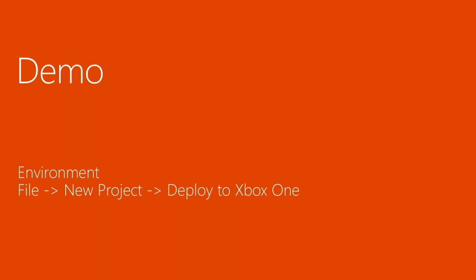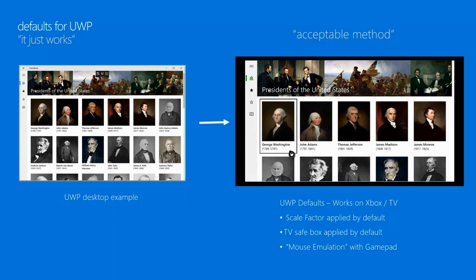Now, let's talk about building good apps for the Xbox. So out of the box, UWP gives you a lot of good things for the Xbox One. So if you were to just deploy your current UWP app to your Xbox One, you get a few things out of the box, like the scale factor applied by default. So the scale factor for the Xbox One is 200%. You get a TV safe box applied. So that will kind of crop your app by default, so you don't have to deal with TV safe area. You also get that mouse emulation that you kind of saw.